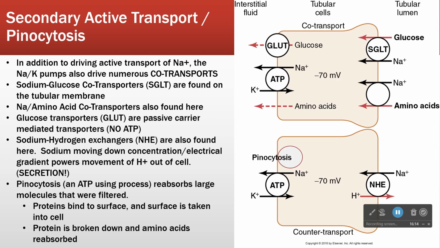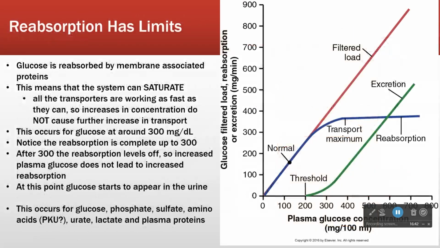All right, and that's just sort of a backup system. It's not happening a lot, and frankly, it doesn't happen very well. So if you have a lot of protein in your urine, guess what? The pinocytosis system isn't going to cover it. You're just going to spill protein in your urine, right? And we'll call that proteinuria, and we'll work you up for it if you're a patient. Okay. So our secondary active transport system, and then our ATP, or our pinocytosis, which is an ATP using system.